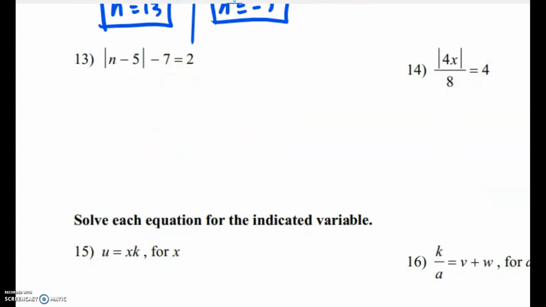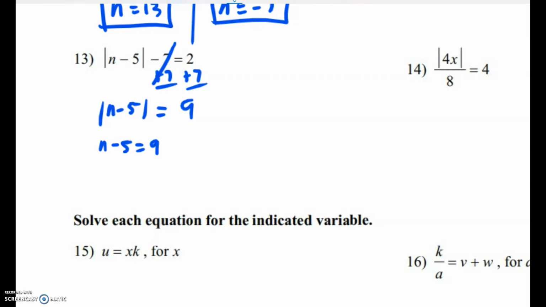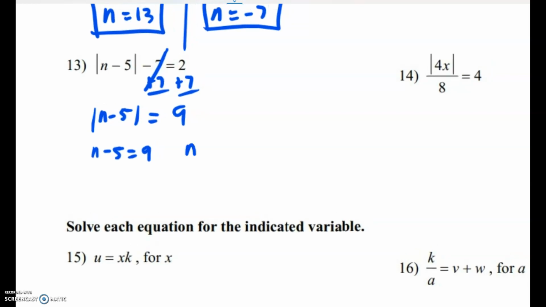Okay, question 13. This one's not isolated first. So I need to move this negative 7 before I can set up my cases. So I'm going to add 7 to both sides. I get n minus 5, and the absolute value is equal to 9. And now I can set up both cases since the absolute value is isolated. The first case, you rewrite it. Don't really change anything besides the fact that you forget the absolute value signs. The second case, don't change the left-hand side, change the right-hand side, make this a negative 9.